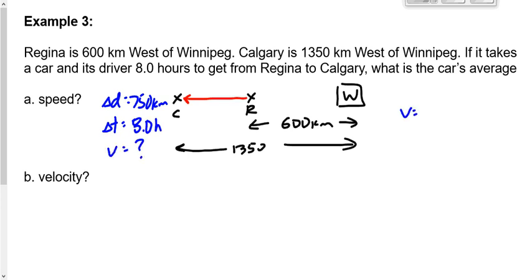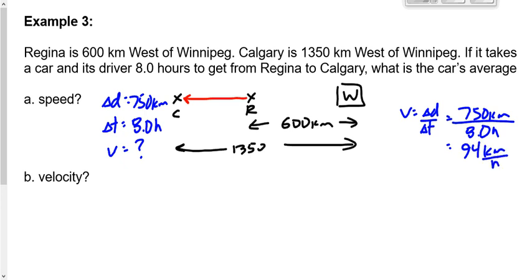Now, in this question, typically we're using meters and seconds. We don't have to here. We're calculating speed. We're allowed to use kilometers and hours if we want, if it's convenient. Seems to be convenient here, right? Kilometers per hour is a pretty normal, recognizable unit for speed. Let's just use that. 750 kilometers divided by 8.0 hours gives me 93.75. We're going to make that 94 kilometers per hour.